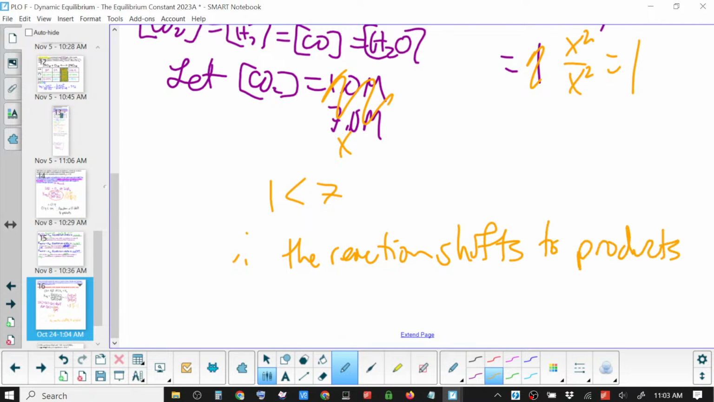And then if the one that was like 17, would it shift to the reaction? Yes. Yeah. Okay, the last question is just a review of ice tables.